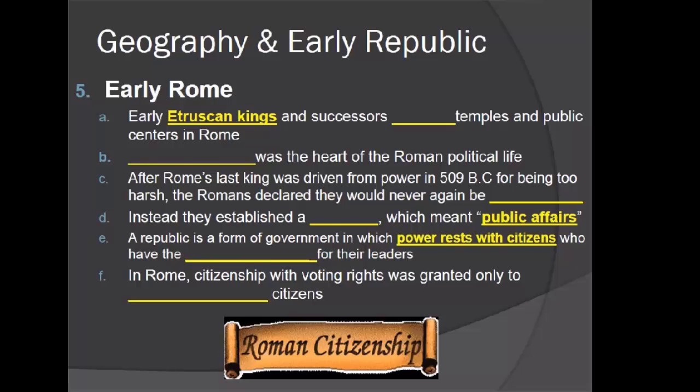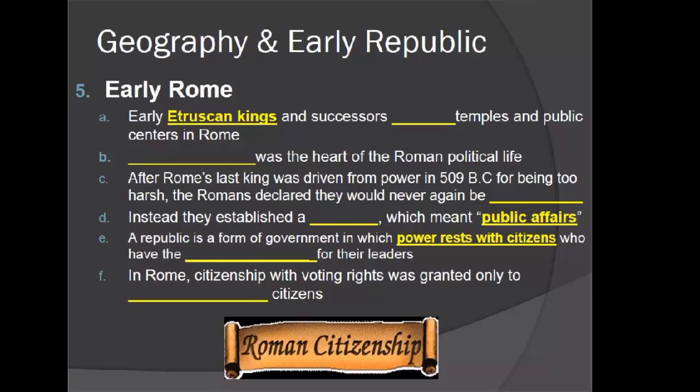All right. So, early Rome. Etruscan kings and successors built temples and public centers in Rome. The Forum was at the heart of the Roman political life. We'll see pictures of that in a moment, but the thing you need to consider, the Forum is kind of like a downtown area. It's where everybody would go to conduct business, to do trade, or purchase items, but it was also the heart of the political life. A lot of the political buildings were down there as well, where they would have their debates and the government functioned. So again, I consider it kind of like a downtown area of the city. It was the main part of the city where people would go daily to do whatever business they needed to do.